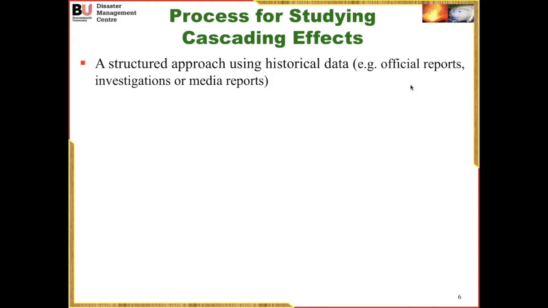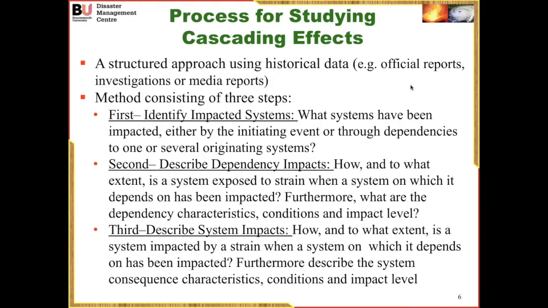Now there are a number of processes which can be used to study cascading effects. There's a structured approach which can be done using historical data or official reports, and there are a number of steps involved in that. The first step constitutes identifying systems that have been impacted either by the initiating event or through dependencies to one or several originating systems which have been impacted in an earlier cascade order. What we should note is that a single system may be influenced several times as it can be affected in several different stages of an event. For example, a certain system could be affected directly by an initiating event, but also indirectly through cascading effects due to dependency on another system.